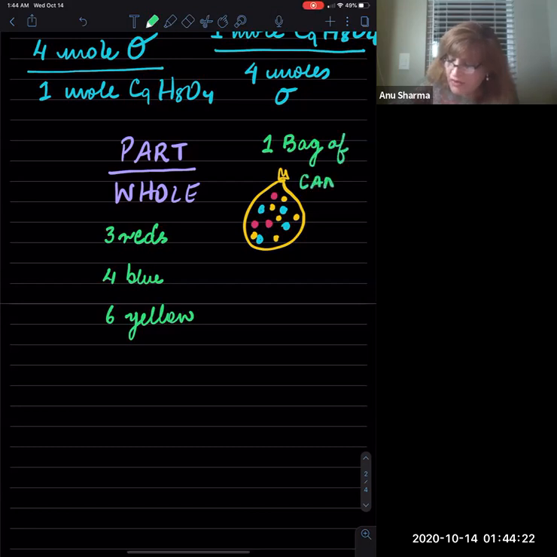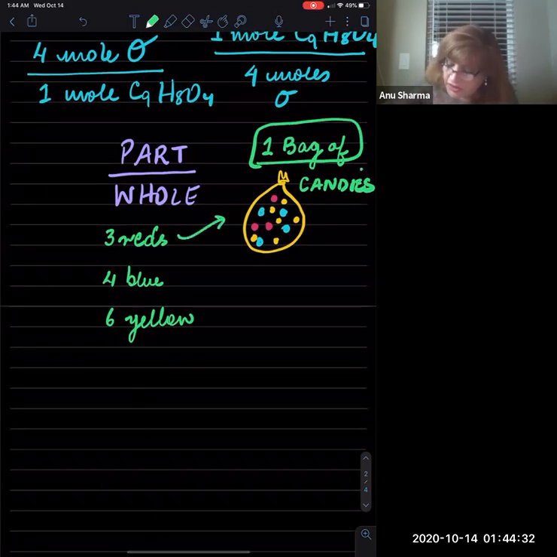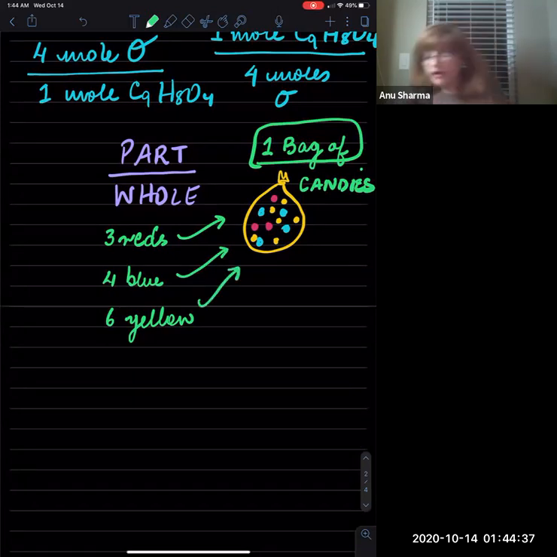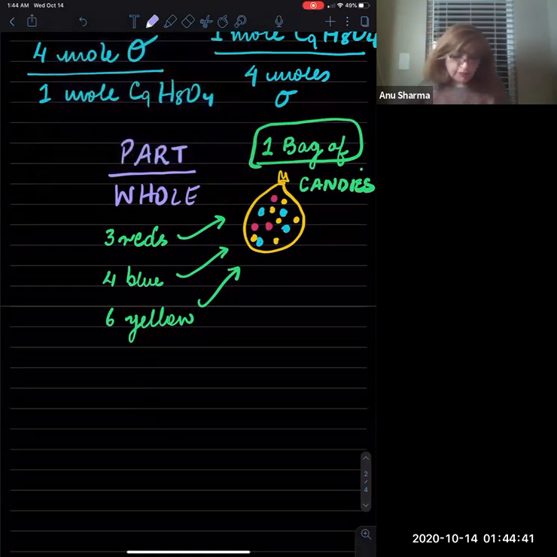Okay, so this bag of candies is that whole. This bag is a whole. The bag of candies is a whole, and these are just the small parts of that one big whole. So parts to whole, that's one thing. Now let's look at these problems, the learning check problems.